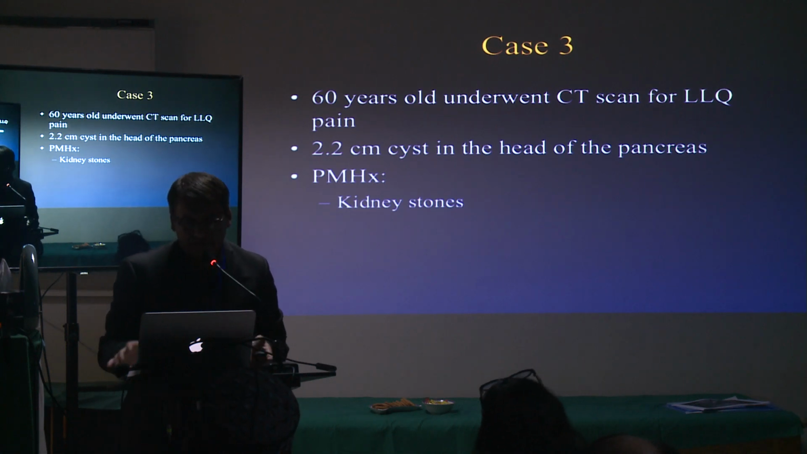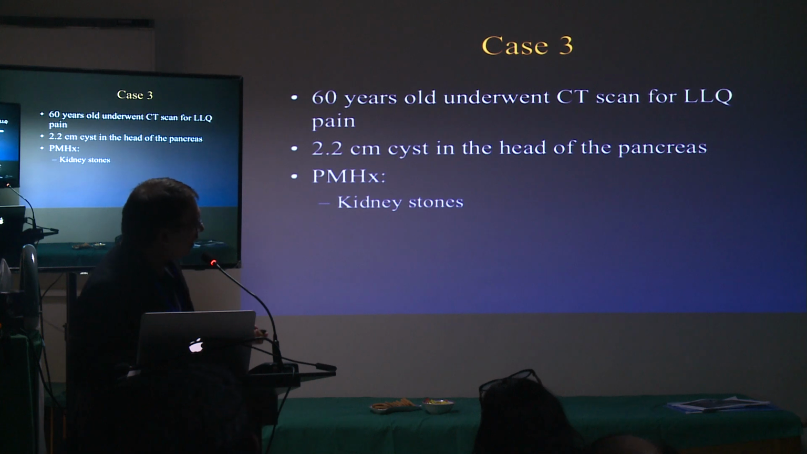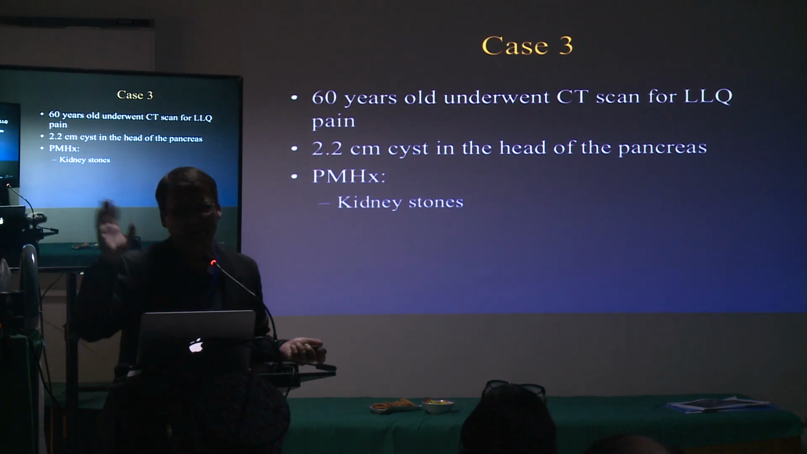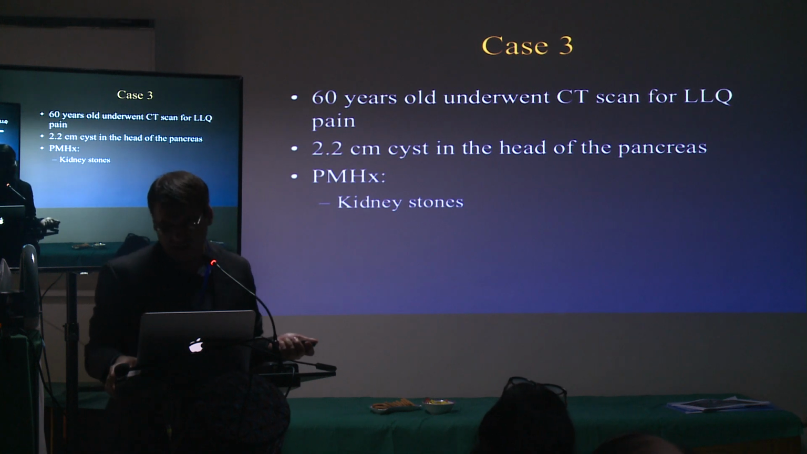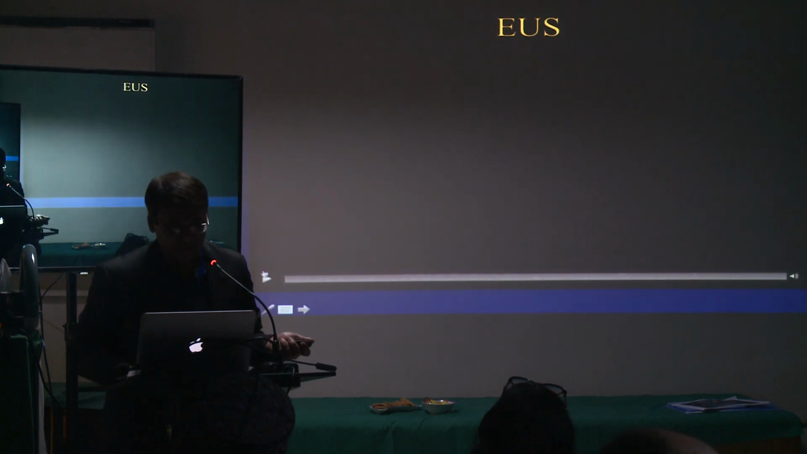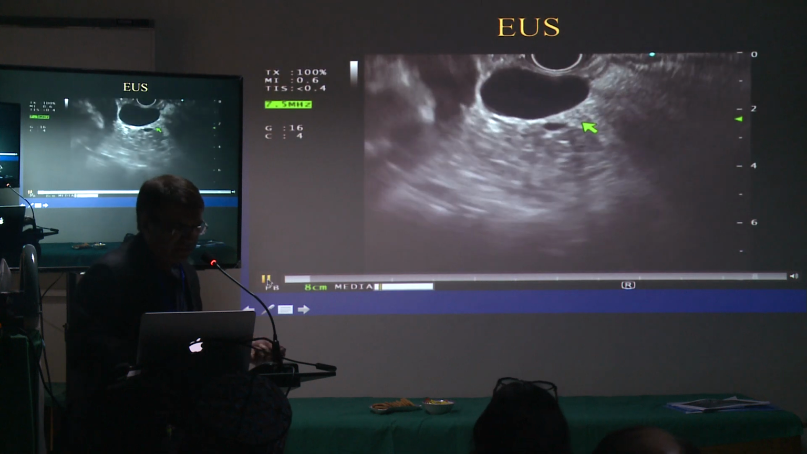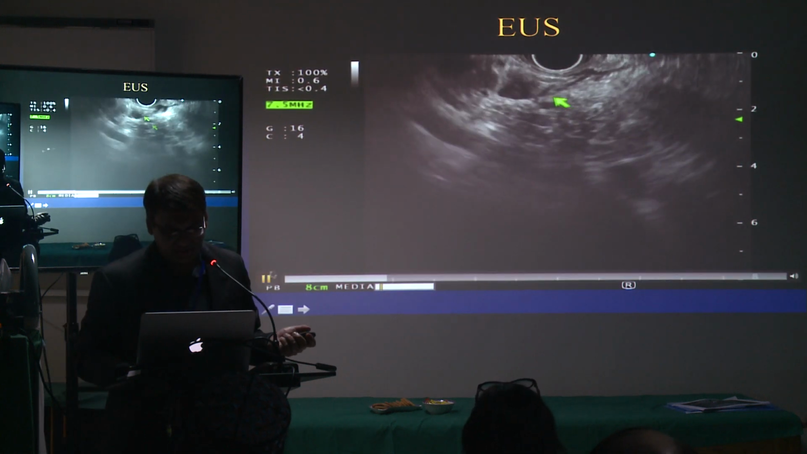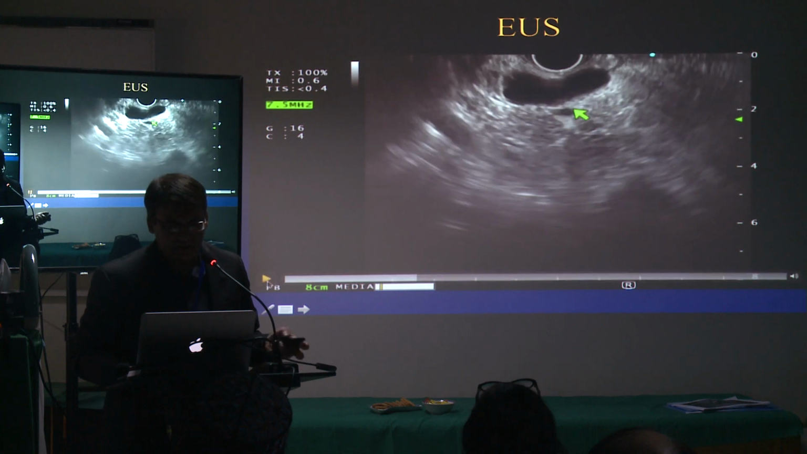Now the next one: 60 years old, underwent CT scan for left lower quadrant pain. Then a 2.2 centimeter cystic lesion was noted in the head of the pancreas. Past medical history is really mainly kidney stones, nothing else major. And here is the EUS. Okay. So I'm going to stop it right here.